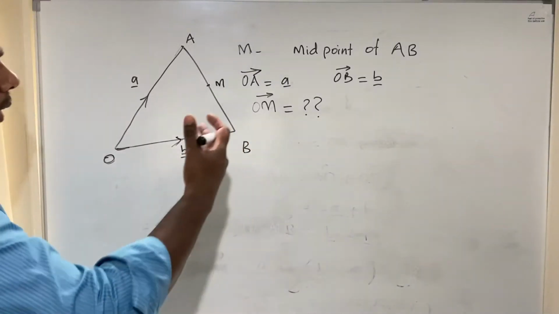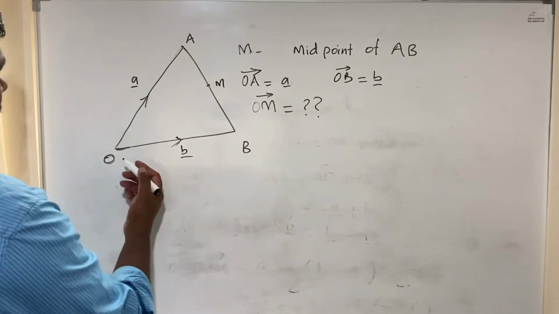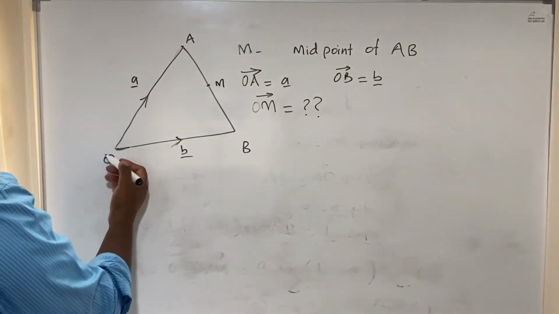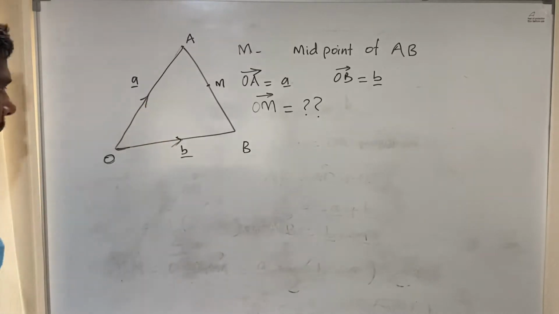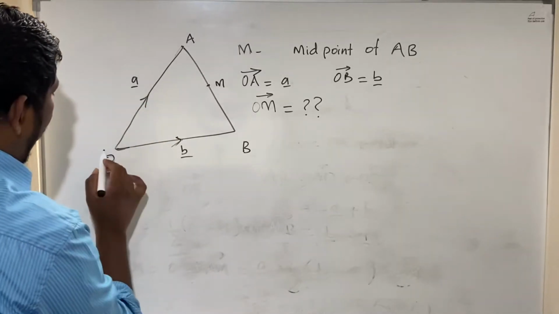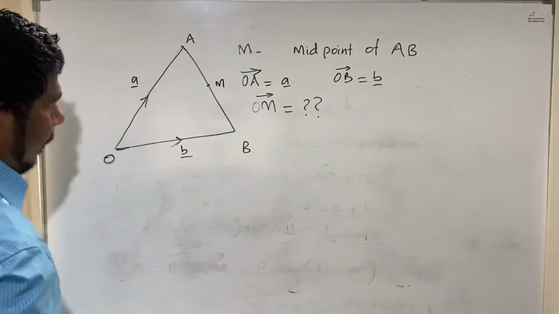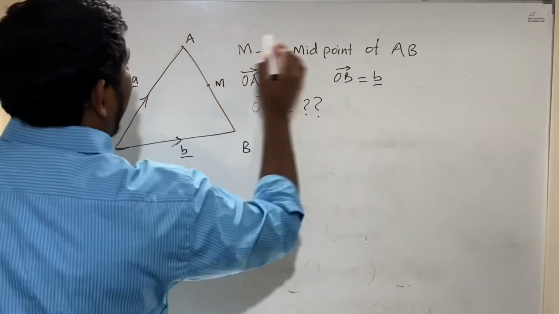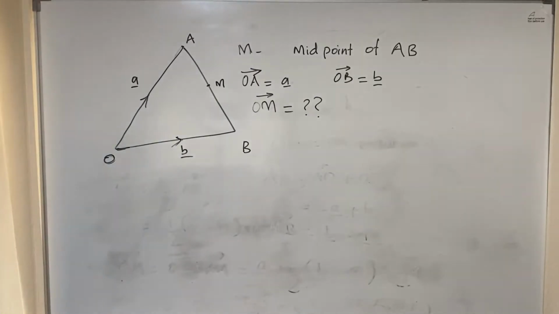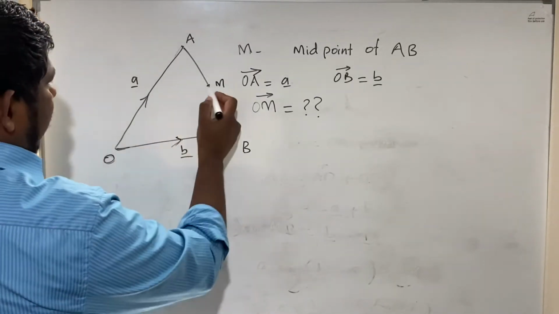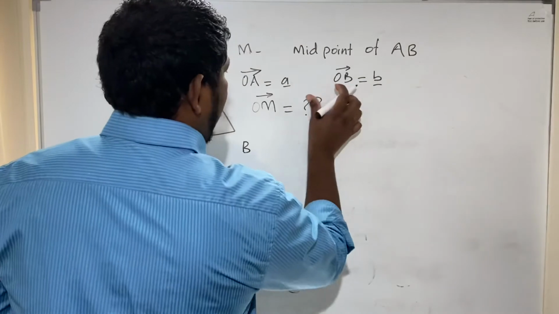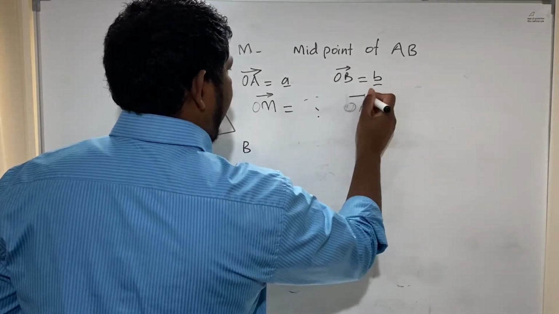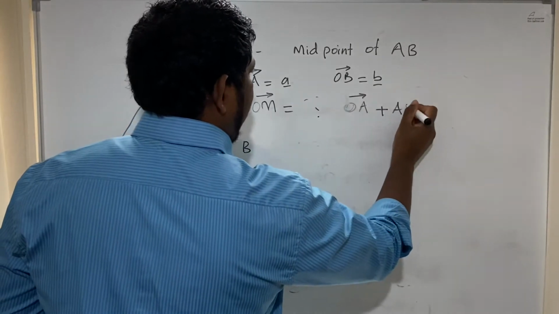Now we're going to look at one example. In triangle OAB, vector O to A is the vector A, and vector O to B is vector B. And M is the midpoint of AB. So we need to find what is the vector OM. So we say OM equal vector O to A to M.